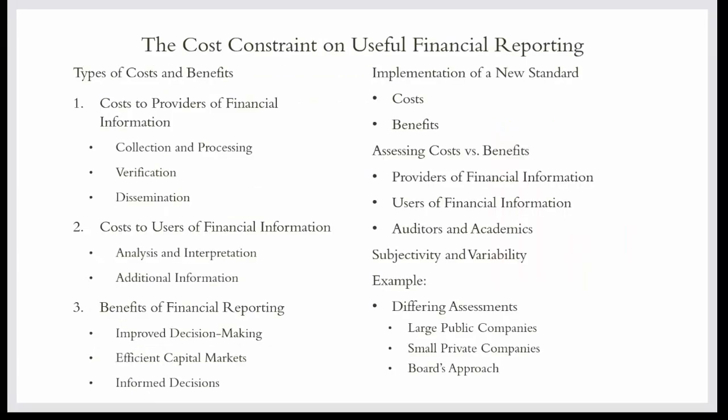The cost constraint on useful financial reporting. Explanation. The cost constraint on useful financial reporting acknowledges that while providing financial information is beneficial, it also incurs costs. These costs must be justified by the benefits derived from the information. The goal is to ensure that the value of the information provided outweighs the costs involved in its production and use. Here's a detailed look at the various aspects of this constraint.